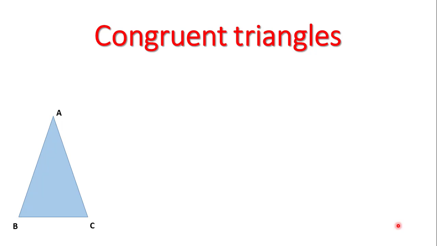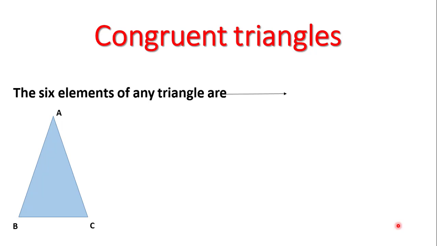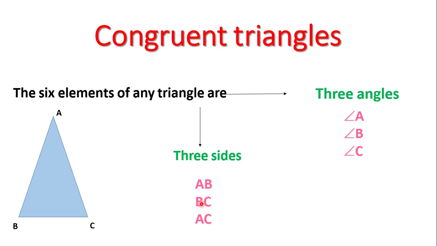If we have 3 points A, B, and C, and we draw a triangle ABC, any triangle has 6 elements. It has 3 angles and 3 sides. The 3 angles are angle A, angle B, and angle C. Also we have 3 sides, AB, BC, and AC. So each triangle has 6 elements, 3 angles and 3 sides.